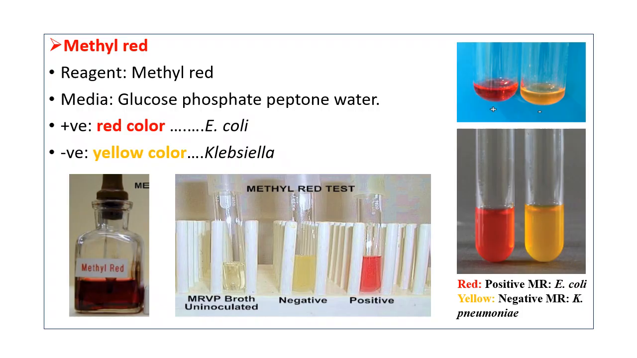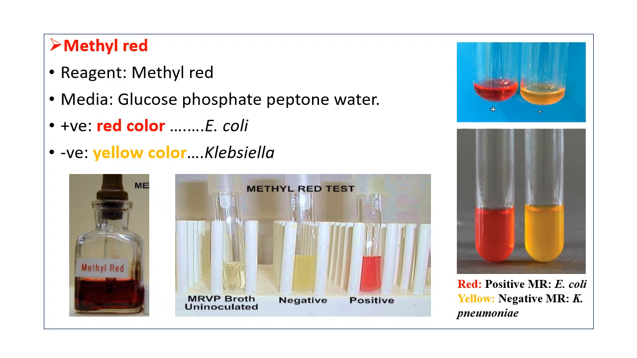Methyl red test. In this test, we use the methyl red reagent and the medium glucose phosphate peptone water. Why do we use glucose phosphate peptone water? As I mentioned, this test detects the ability of the microorganism to completely ferment the glucose in the media and produce a large quantity of acid that maintains the pH of the media below 4.5, like Escherichia coli, which completely ferments the glucose and produces a large quantity of acid that leads to the red color.